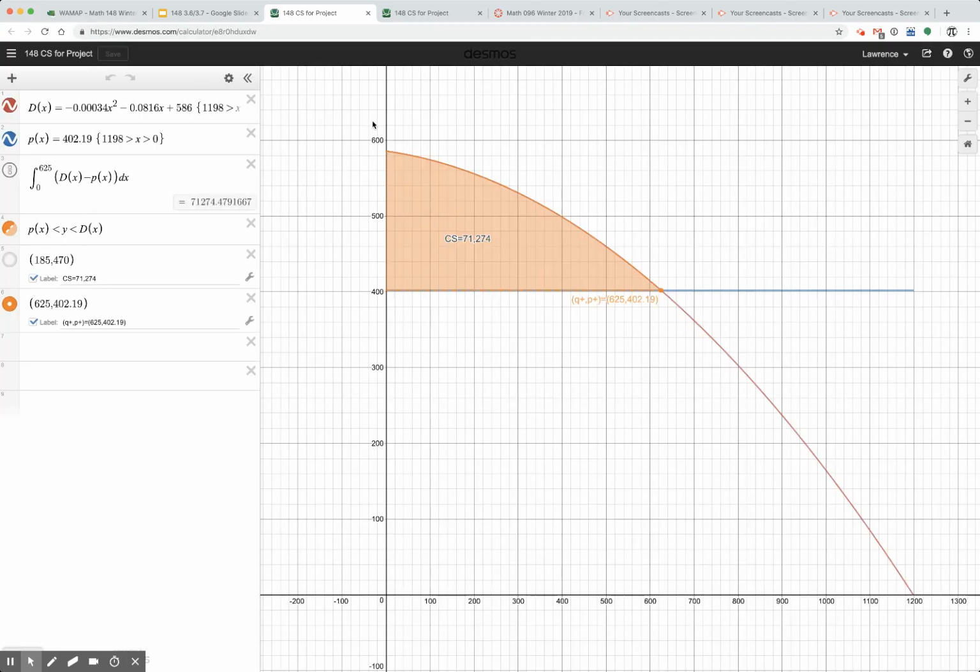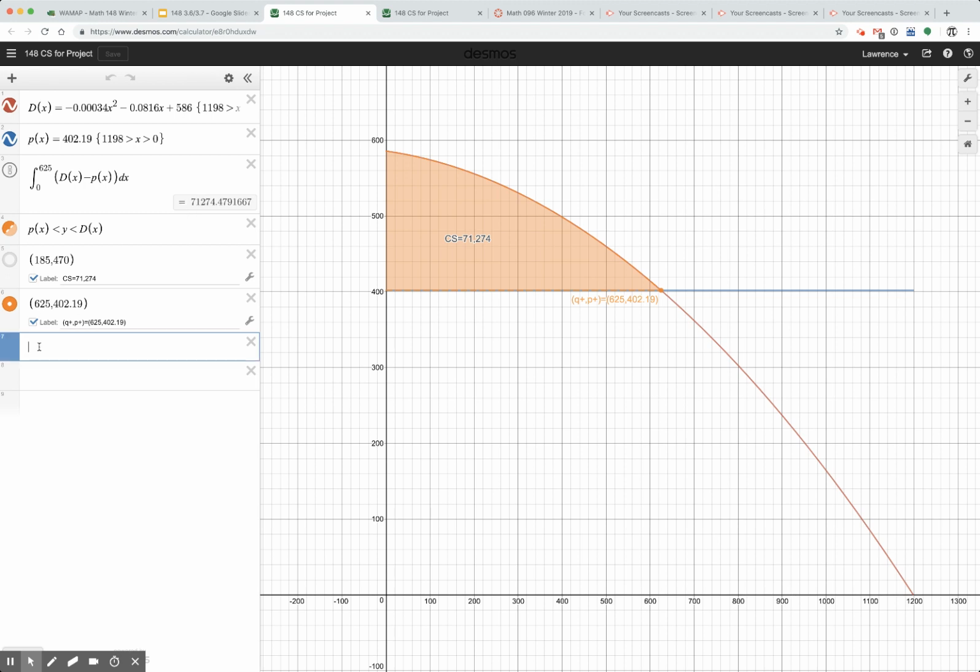In Desmos, it's going to look a little bit like this. I've kind of built it for us already. And what I want you to notice is that once you have your functions entered into the formula bar, like here's the demand function I've put in, and here is the flat line for the price. I can't put a plus here, so I'll just call it P of X, but it's just a flat line at 402.19, which is this blue horizontal line. Then I can literally enter an expression for the integral, and Desmos will actually calculate that area for me.